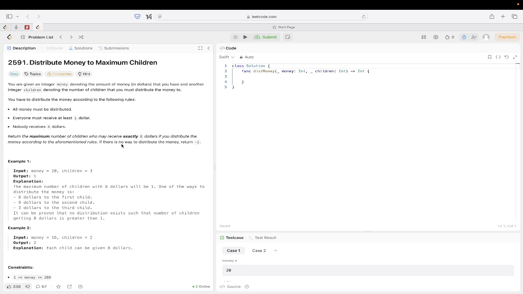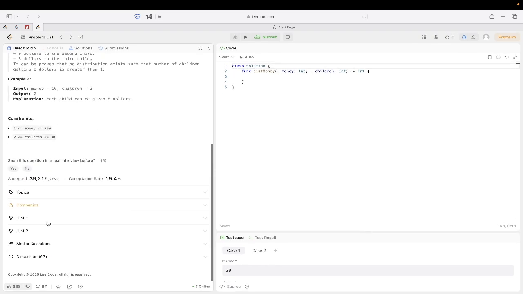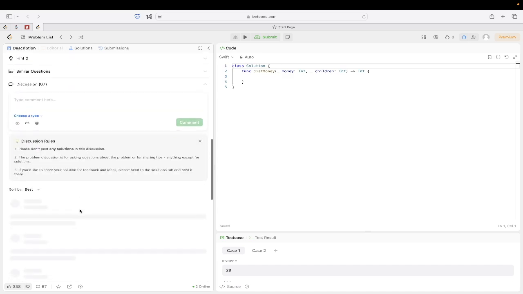We need all the money must be distributed. Okay, this is a lot of math that we need to do. Okay, so everyone must receive $1. Everyone must receive $1. Let's look at some discussion questions.